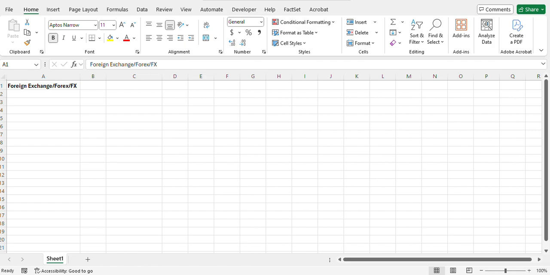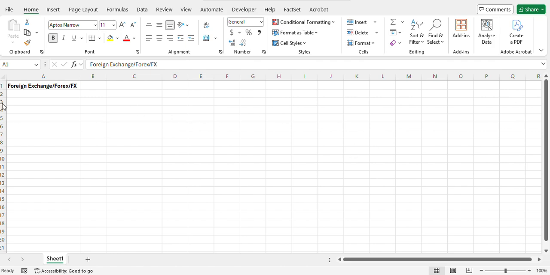So what is FX? FX means exchange of one country's currency for another, say INR for USD or JPY for USD. Now how do we do it? So with the help of exchange rate. So exchange rate is the price of one currency in terms of another.